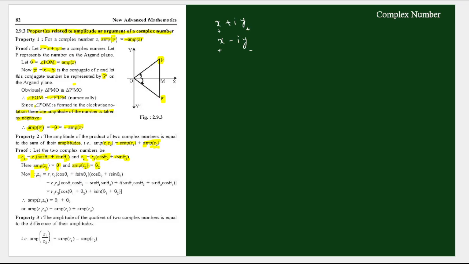Now multiply both, z1 z2, and let us find the amplitude of the product. If you multiply them, you will get r1 r2 (cos theta 1 + i sin theta 1) into (cos theta 2 + i sin theta 2). r1 r2 is common, so take it outside. Now multiply these two. First will be cos theta 1 cos theta 2.